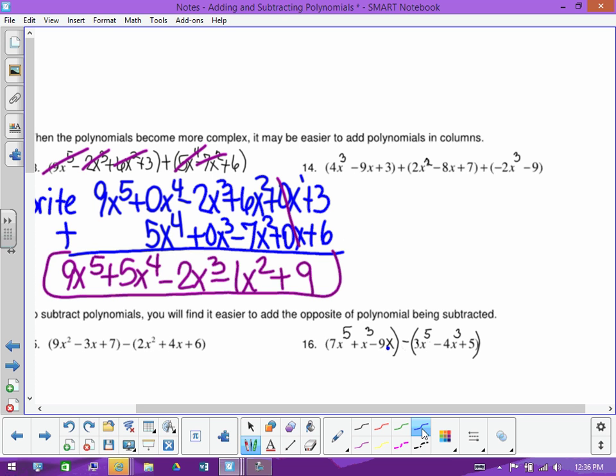My highest one is to the 3rd. So these two can go together. If we put those together, what are we going to have? How many x to the 3rds? 2. We got 2x to the 3rd. And say, okay, I'm going to look through it. I've got 1x squared term. There's nothing to put with it, so all I've got is that one.